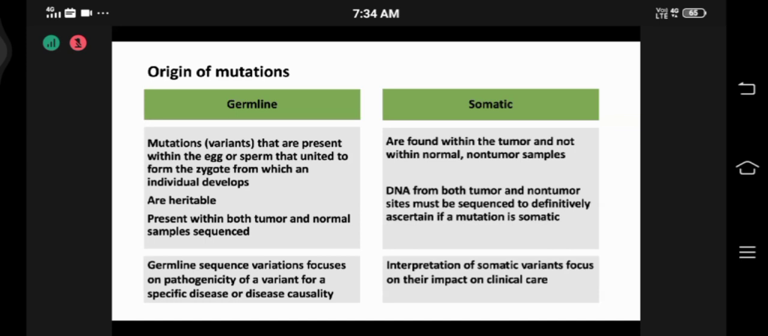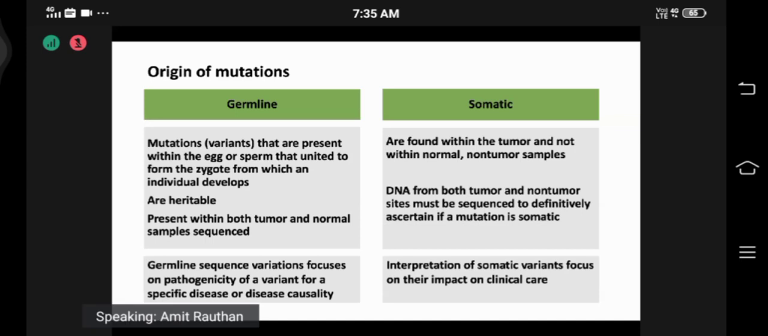Now we know what germline means. These are the mutations present within the egg or the sperm, and they are heritable. Germline mutations are the ones which are passed on. They will be present in both the tumor cell and the normal cell. So when we sequence and get information present in the tumor and in the normal cell, we say that is a germline mutation.